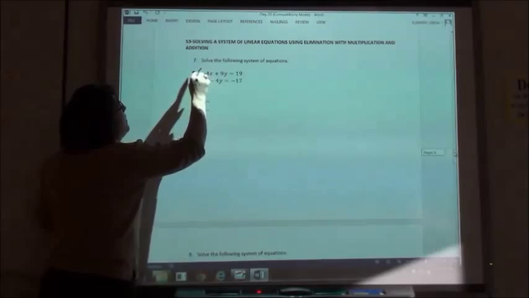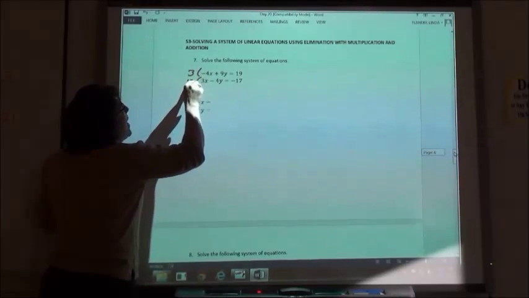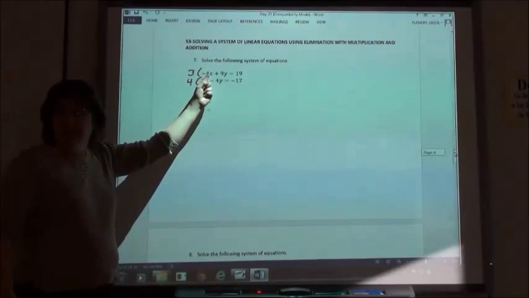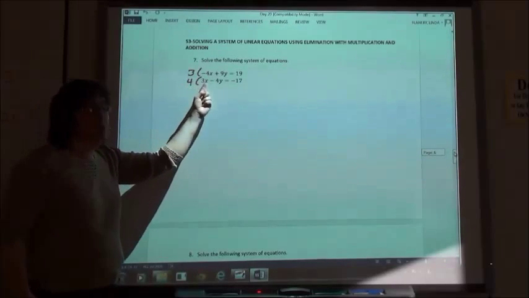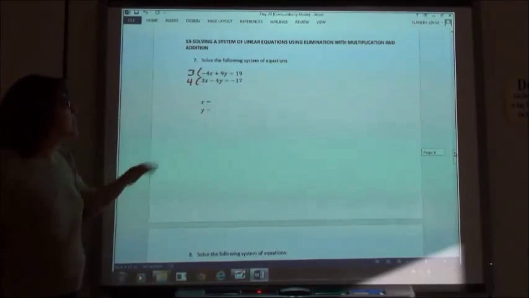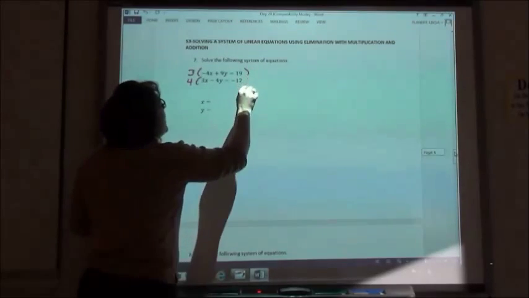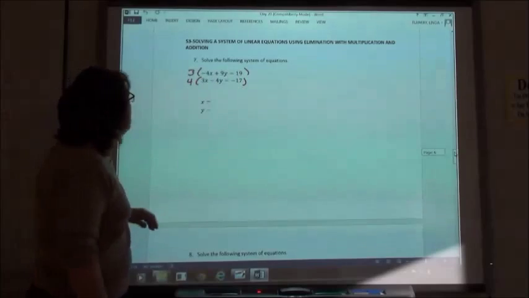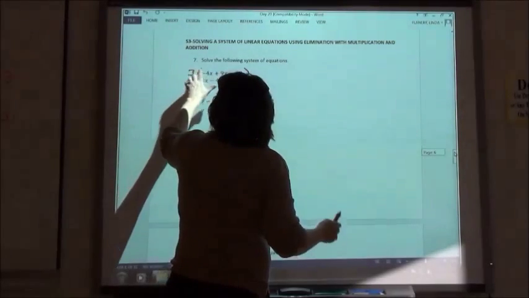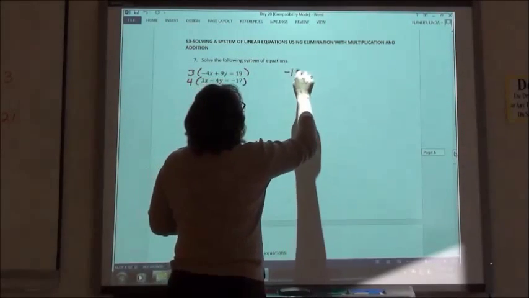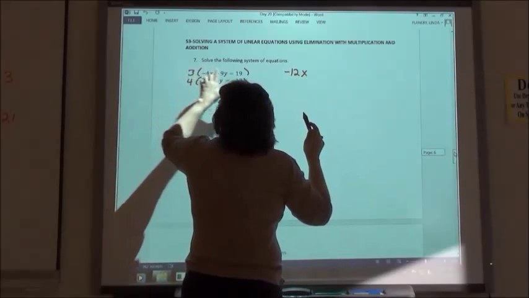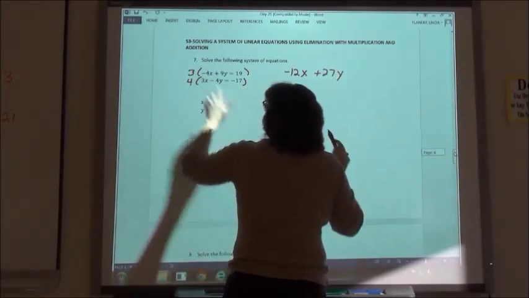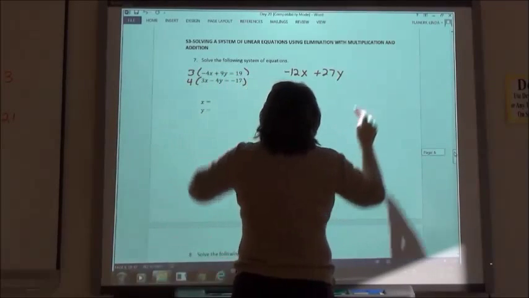So I'm going to take the top times 3 and the bottom times 4. 3 times negative 4 would give me negative 12x. 4 times 3x gives me positive 12x. When I do that, I have to multiply it by the entire equation. So I'm going to multiply the whole top equation times 3. 3 times negative 4x is negative 12x. 3 times a positive 9y is a positive 27y. 3 times 19 must be about 57.